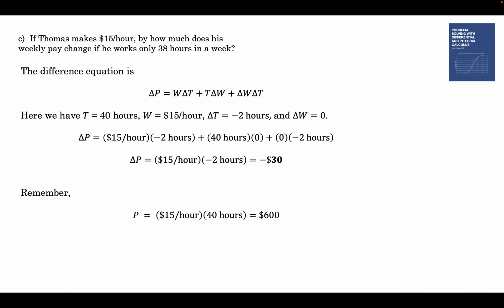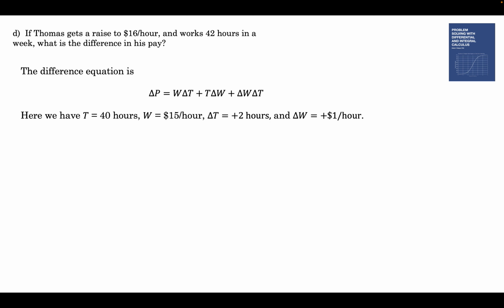And that's the change, right? So it's $30 less than 600, which is 570 for the week. We're solving for the difference from 600. We're solving for delta P. So part D is he works 2 extra hours and gets a $1 raise. What's the difference in his weekly pay?